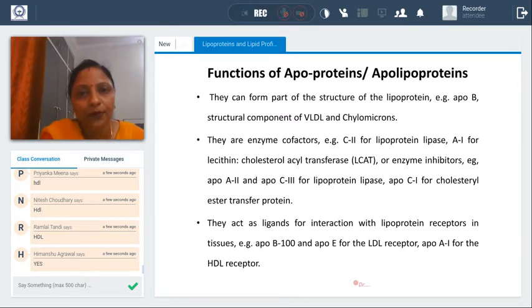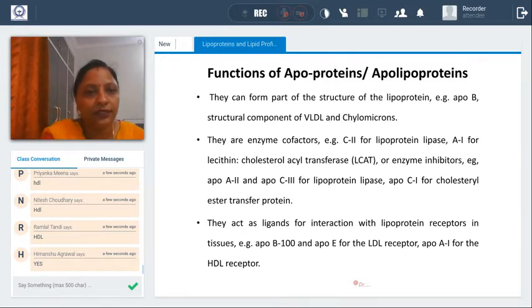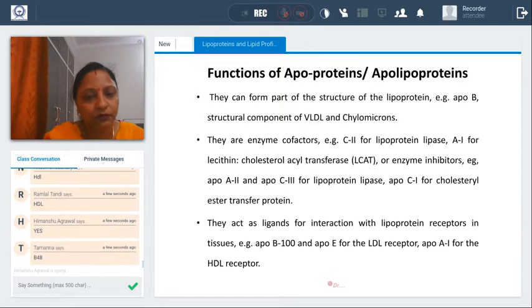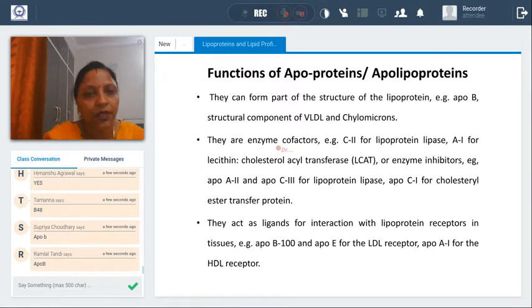They can form part of the structure of lipoproteins, as we have discussed. Examples are ApoB, a structural component of VLDL and chylomicrons. So chylomicrons contain which apolipoprotein? Please add in the box. Chylomicrons contain which apolipoprotein? Yes, ApoB48. Good.